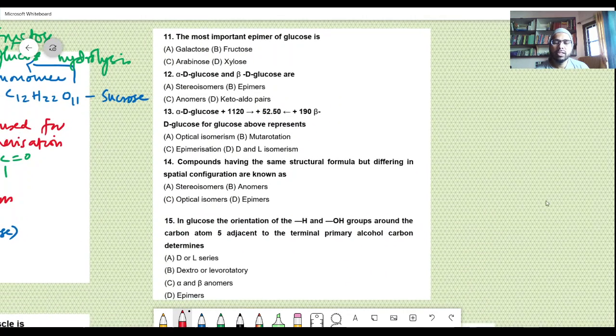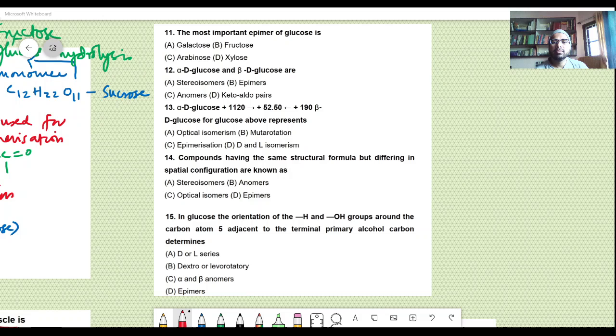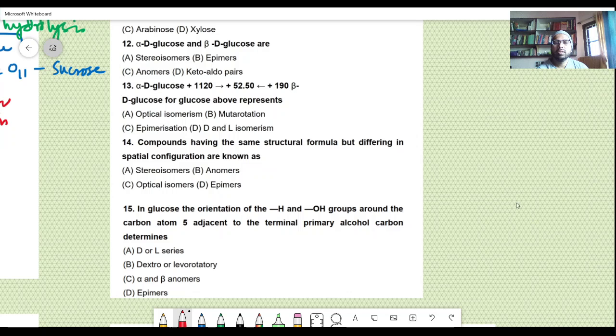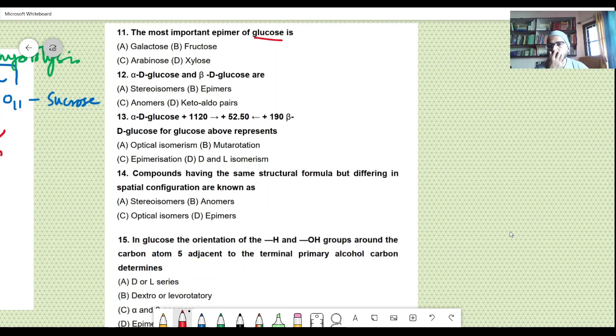So here we go to the next question. Question number 11. The most important epimer of glucose is galactose, fructose, arabinose, or xylose. Xylose is a polymer; it doesn't come there. Arabinose is a 5-membered ring, and glucose is a 6-membered ring, and fructose is a ketoisomer. So the only option left is galactose.